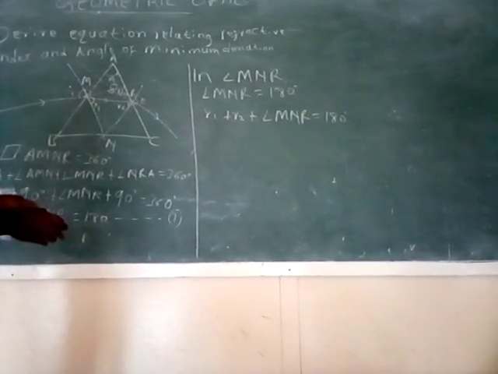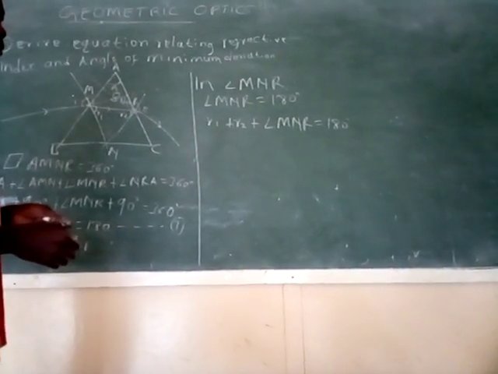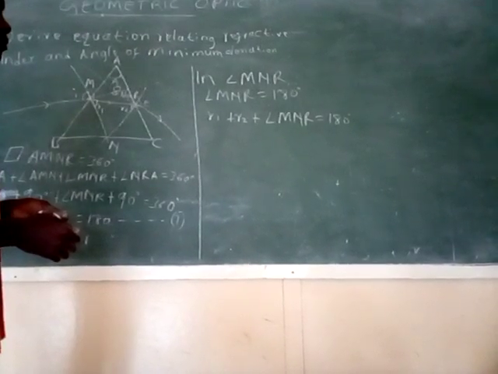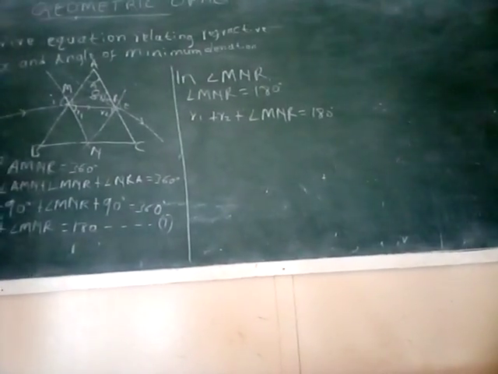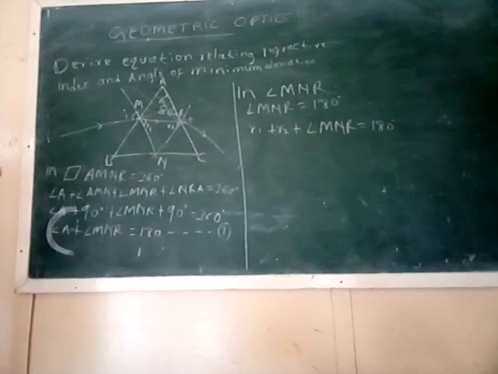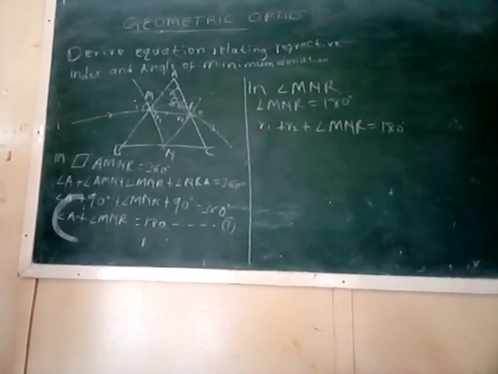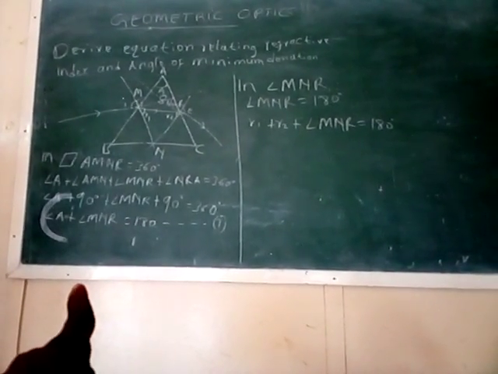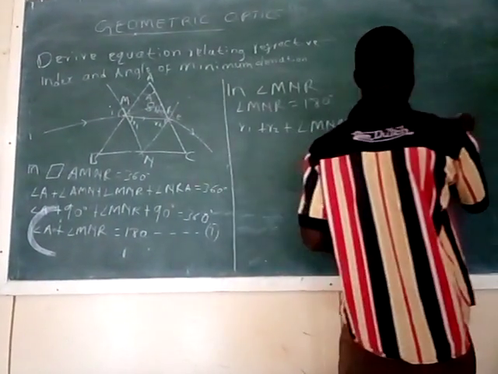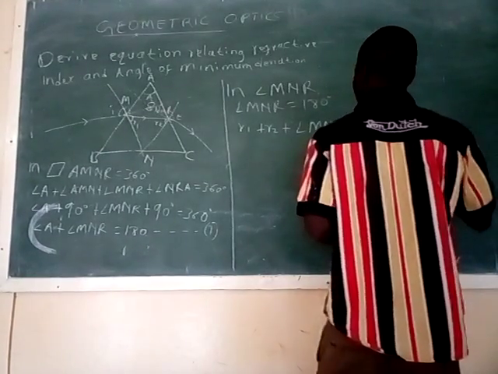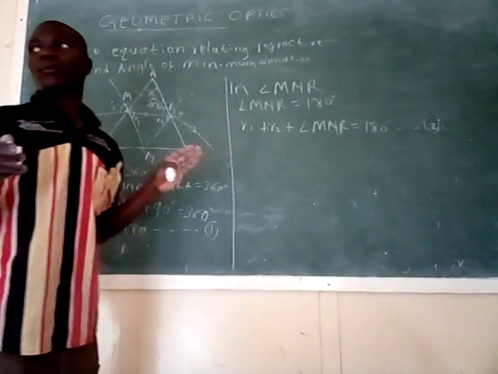Now the two equations can be equated. Angle MNR is equal to 180 minus R1 minus R2. There is an equation there which is also equal to 180: A plus MNR is equal to 180. Then you have another equation here: R1 plus R2 plus MNR is equal to 180. Now you can equate these two equations. This one is the first equation and this one is our second equation, in triangle MNR, where the sum of the angles adds up to 180.